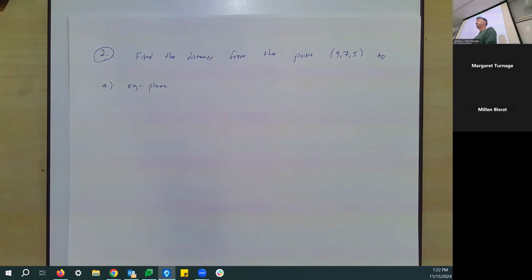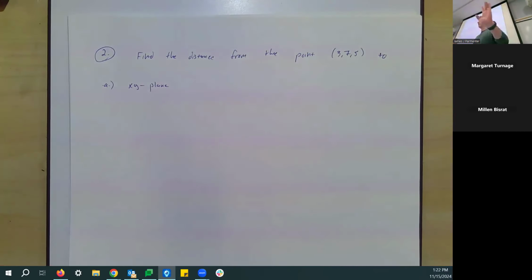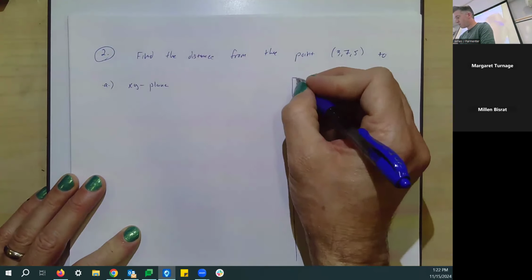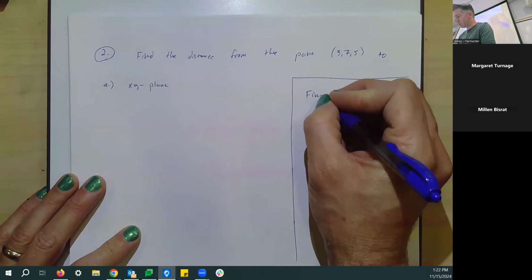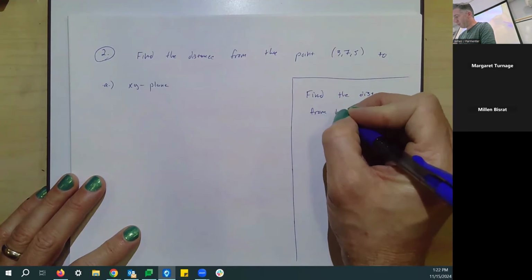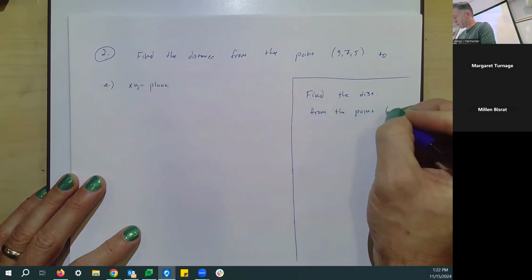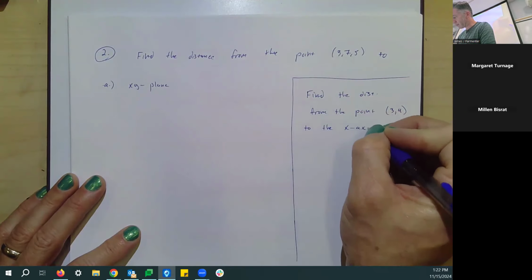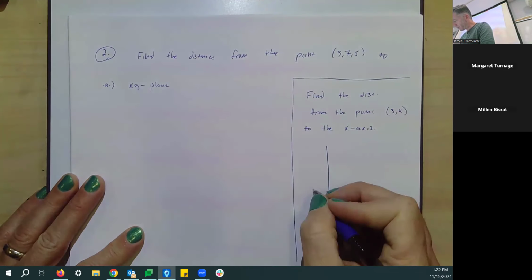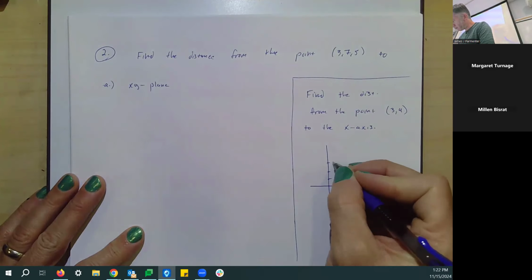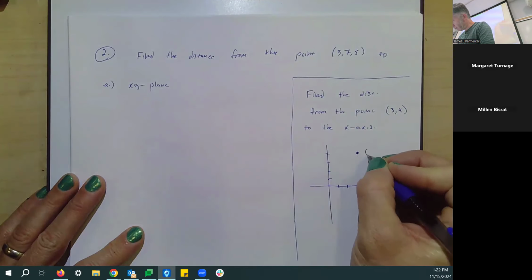There's actually a really easy way to do this question. In fact, let me ask a different question first. Off to the side here, what if I wanted to find in two dimensions the distance from the point (3, 4) to the x-axis? Let's draw it. So over 3, up 4. So there's the point right there, (3, 4).